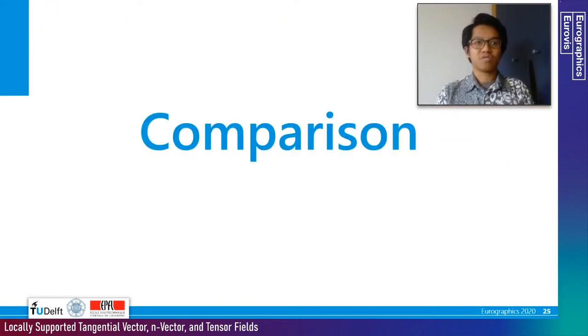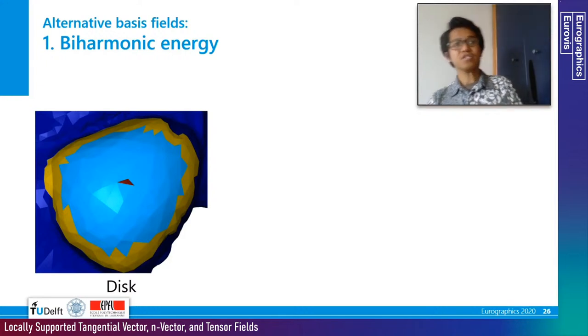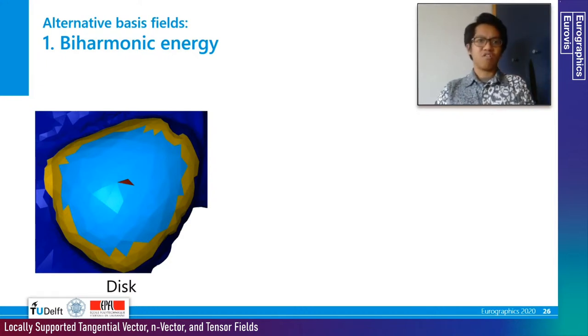To justify our construction, we compare our approach to other possible constructions and also to existing techniques. First, let us compare two alternatives of possible constructions. Instead of taking the two smallest eigenfields constrained to the local regions, which is what we do here, there are also some other possible choices for local field spaces. The first one is to get the smoothest field as a result of minimizing the biharmonic energy on the region.